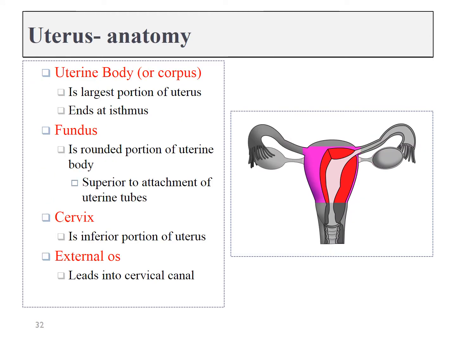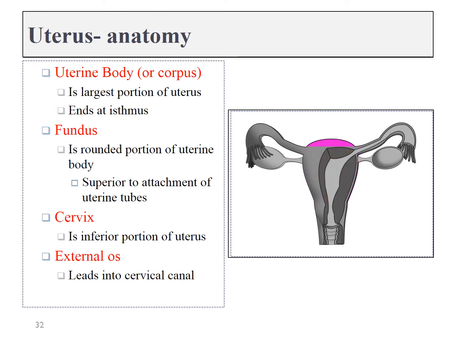The major portion of the uterus is known as the body, while the top portion is referred to as the fundus, and the most distal portion as the cervix. The opening to the cervix is known as the external os. Sometimes you'll hear reference to an internal os, which is the opening from the cervix to the body of the uterus.